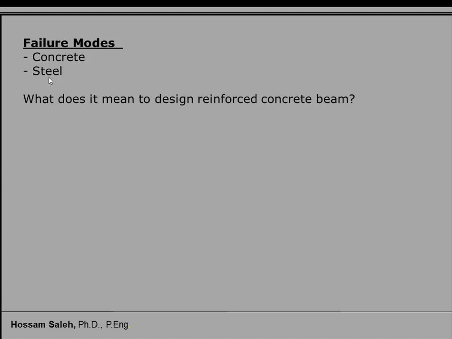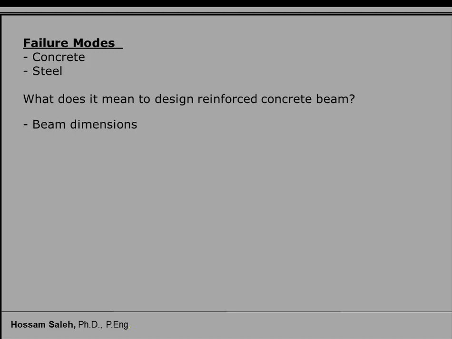So when we design our members, we design them to make sure that if any cracks or any failures happen, it should happen with a steel failure. So we call it an under reinforced section. That's the terminology we use in Canada, under reinforced section, which means that in any case of failure, we have to allow the steel to fail and not the concrete.